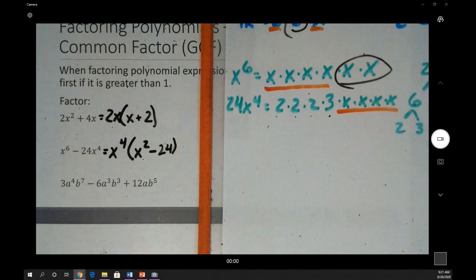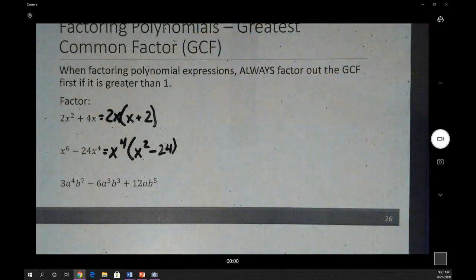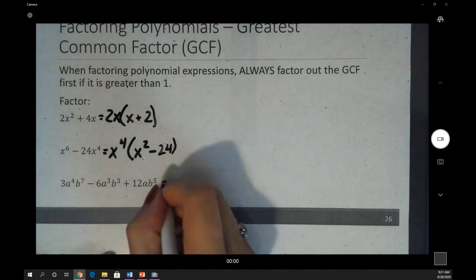For the last one, we're looking at 3a to the 4th b to the 7th minus 6a cubed b cubed plus 12ab to the 5th. This one I'm going to do by looking at it rather than trying to find all the pieces, because looking at the coefficients, 3, 6, and 12, those are all divisible by 3. So I'm going to factor out a 3.